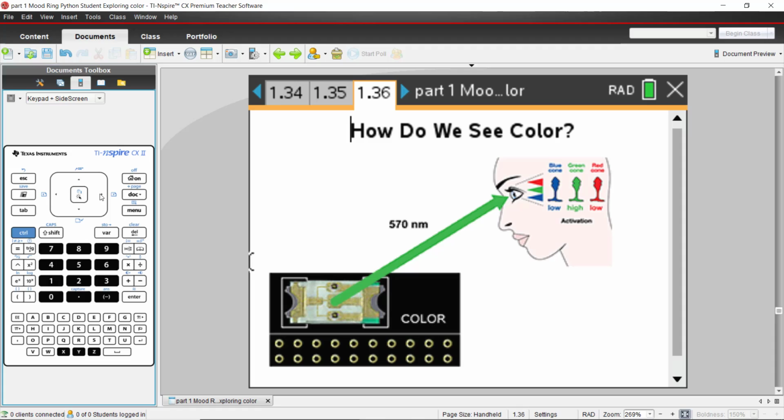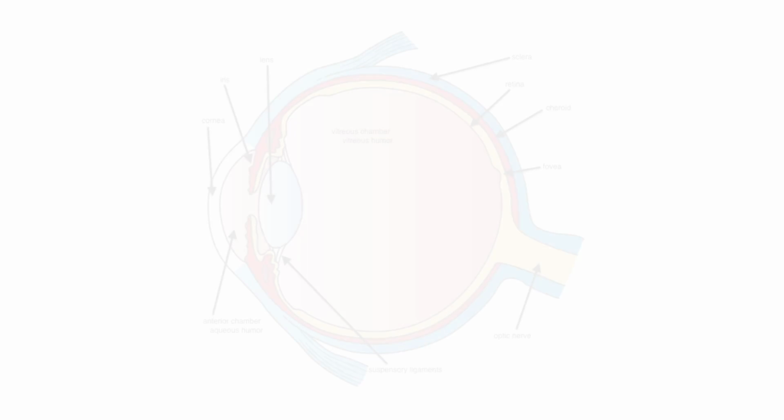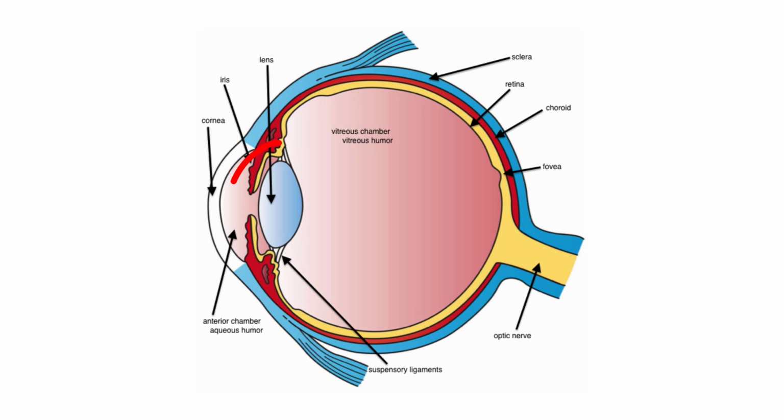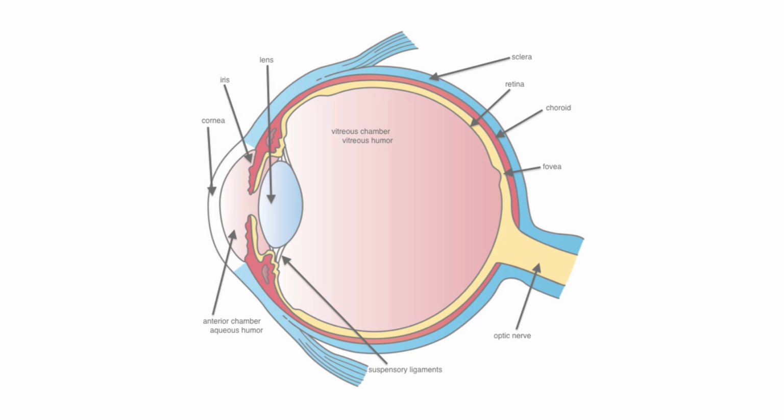When this green light enters the front of the human eye, it passes through the lens of the eye. The lens of the eye brings the light into focus on the back part of the eye called the retina. The retina is a thin tissue that covers the back of the eye that has various types of cells within it.